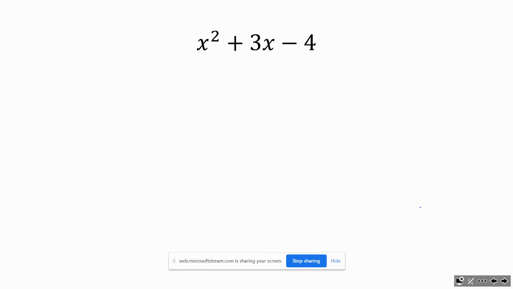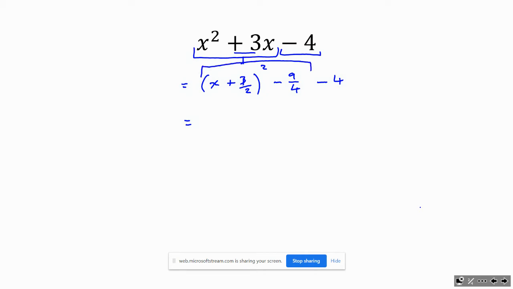Another example is this. When you have an odd number in front of your x, it works the same way. This is the same as x plus 1.5, and it's often easier to use fractions here. So I put 3 over 2, because fractions are easier to square: if I square 3 over 2, I can just square the numerator and denominator. So let's take away 9 over 4 instead. And then let's not forget to take away the 4 at the end, because we have this take away 4. So we dealt with this bit first, here, and then the take away 4 here.